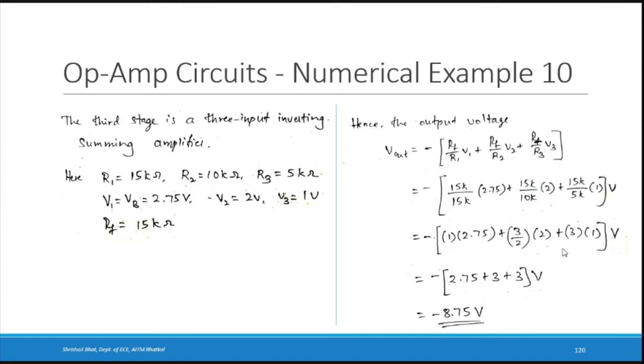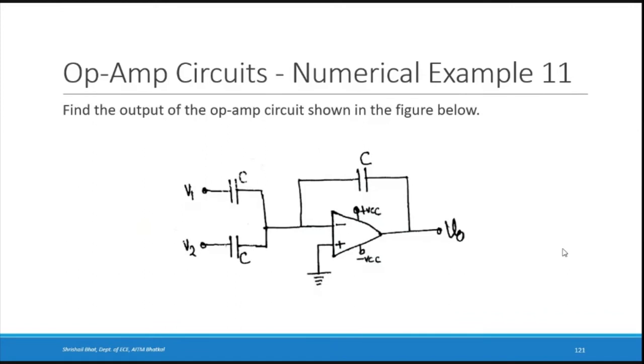Whenever more than one stage is given, just like we have seen in the previous example in the last class, we have to take it step by step, stage by stage, and give the output for the final stage. Let us take another example.